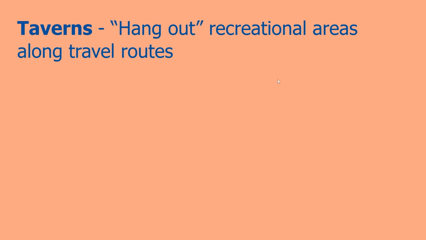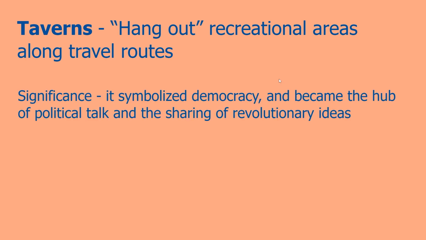Taverns were hangout recreational areas along travel routes, lots of drinking, the colonists loved their beer. And it symbolized democracy and became the hub of political talk and the sharing of revolutionary ideas. So if you ever have anything in your essay about how the American Revolution started amongst the colonists, talk about how they convened and conversed politically in taverns.